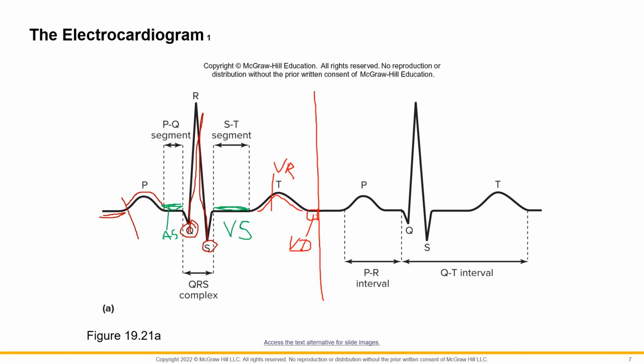So let's recap this one more time, starting at the very beginning. This is when your SA node depolarizes, action potential is spreading over your atrial muscle fibers. That is represented by the P wave. P wave is an electrical event, meaning your atria are getting depolarized. Once the atria are depolarized, the PQ segment follows. The PQ segment is a muscular event, which is when your atria are in the process of systole or contraction.